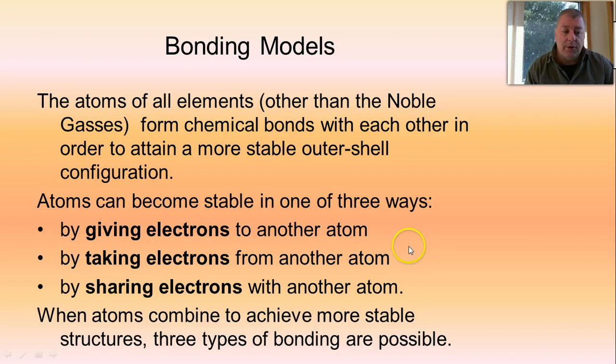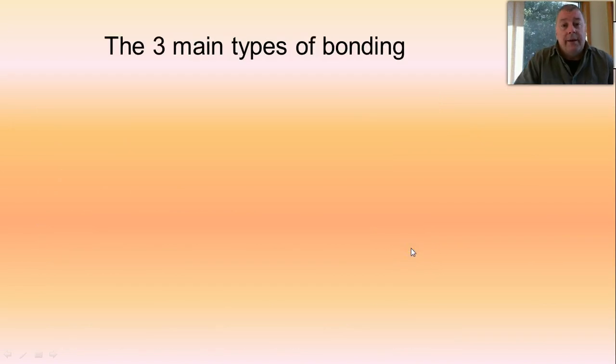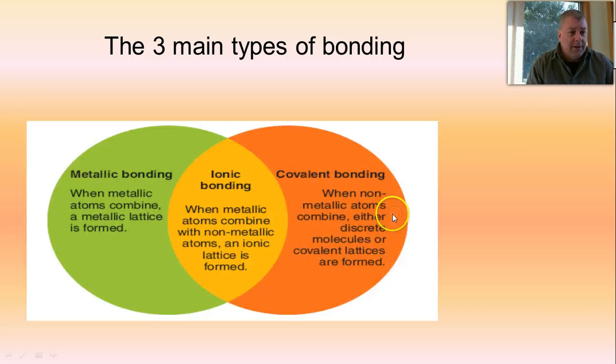When atoms combine to achieve more stable structures, three types of bonding are possible. Now, if I was to ask you right now, what are the three types of bonding? Can you answer it? Of course you can. I hope so. They are, of course, metallic bonding, ionic bonding, and covalent bonding.